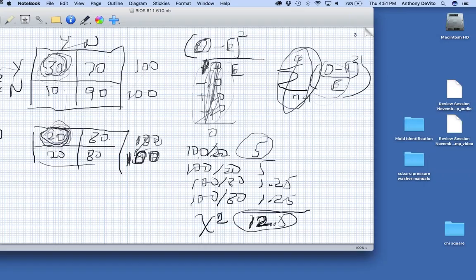Yep. See, this is divided by 20, 20. This is 80 and 80 because there were these two boxes, these two expected values.